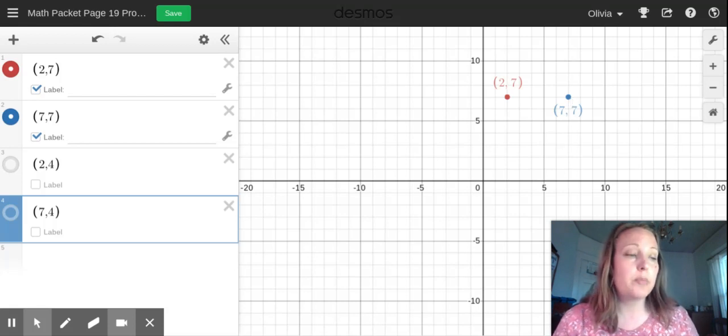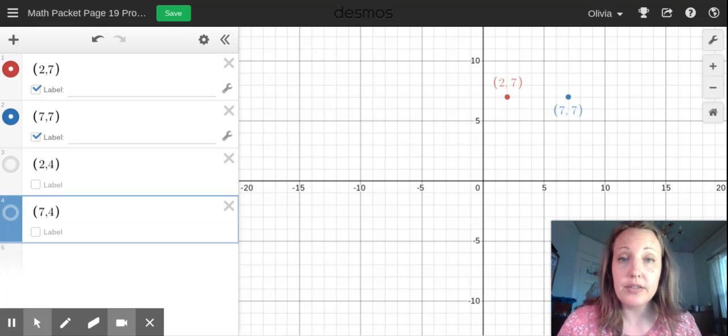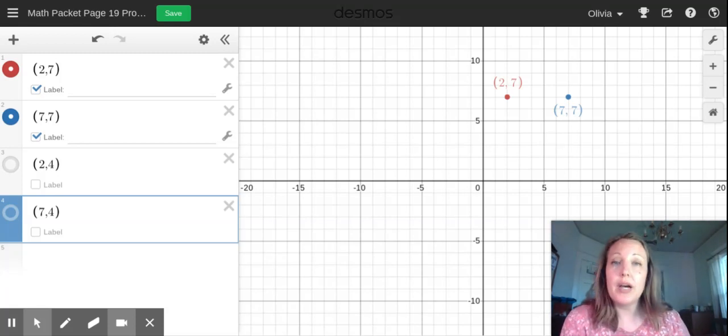Then it says the perimeter of the rectangle is 16 units. So draw a rectangle which could be Conrad's. Now, there's more than one answer here. I'm going to show you one possibility, and maybe you can think of some more.